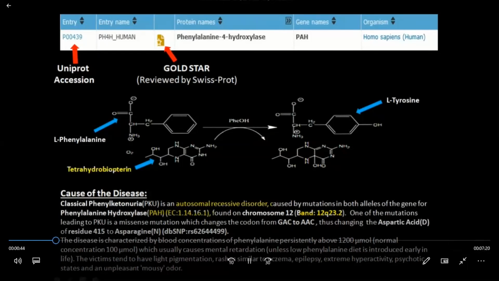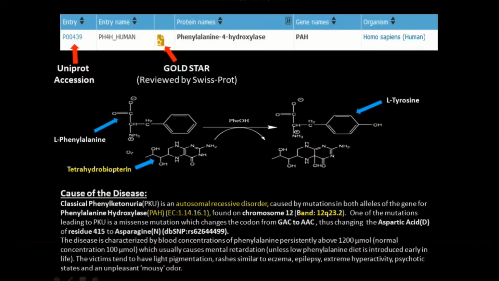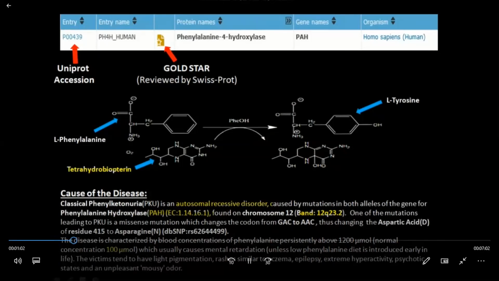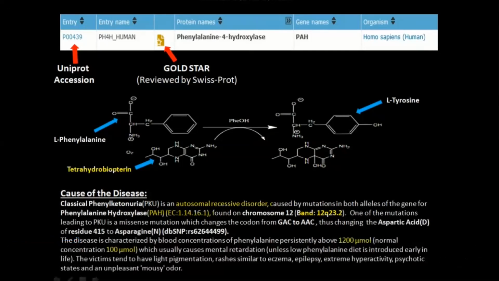Now, certain mutations in the gene for phenylalanine hydroxylase might hinder the formation of the quaternary structure of the enzyme, which can lead to an increase in the blood concentrations of phenylalanine. The normal concentration of phenylalanine in the blood is 100 micromoles. When it goes beyond 1200 micromoles, then that condition can be characterized as phenylketonuria. Unless a low phenylalanine diet is introduced early in life, the victim can suffer from mental retardation.